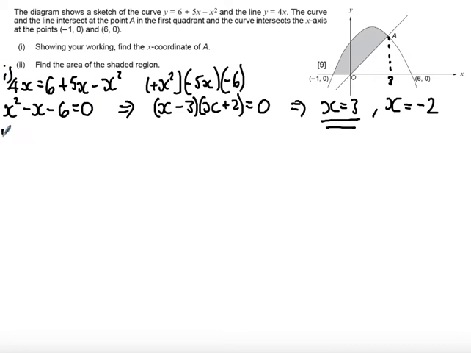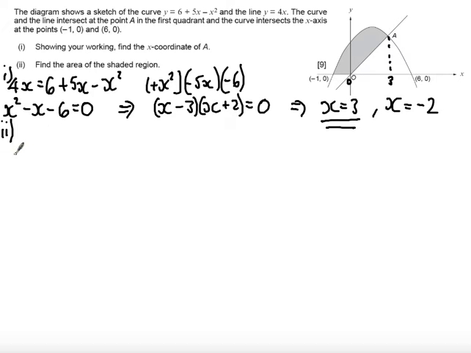Part 2 says find the shaded area, or find the area of the shaded region. So to find the area of the shaded region, I can integrate between -1 and 3 the upper curve, y equals 6 plus 5x minus x squared, and then I can just take away this triangle here, which we can find in a moment. Or we can take away the integral.